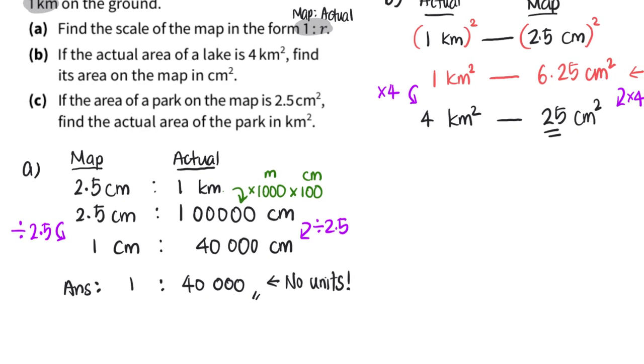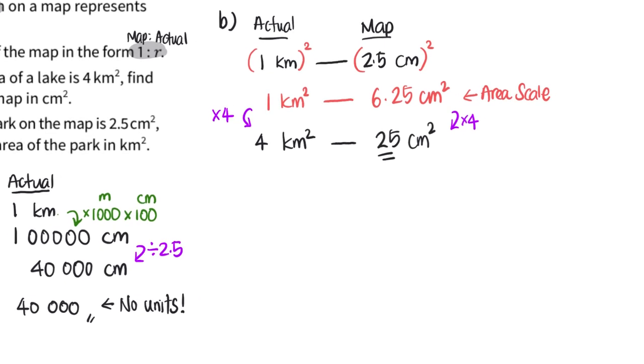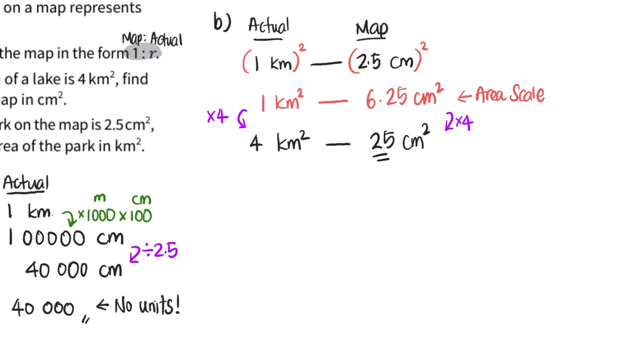Part C, they give us the area in cm square on the map. So I am going to write the map here, and the scale on the map is 6.25 cm square. This is representing 1 kilometer square in the actual ground. How do we find 2.5 cm square?